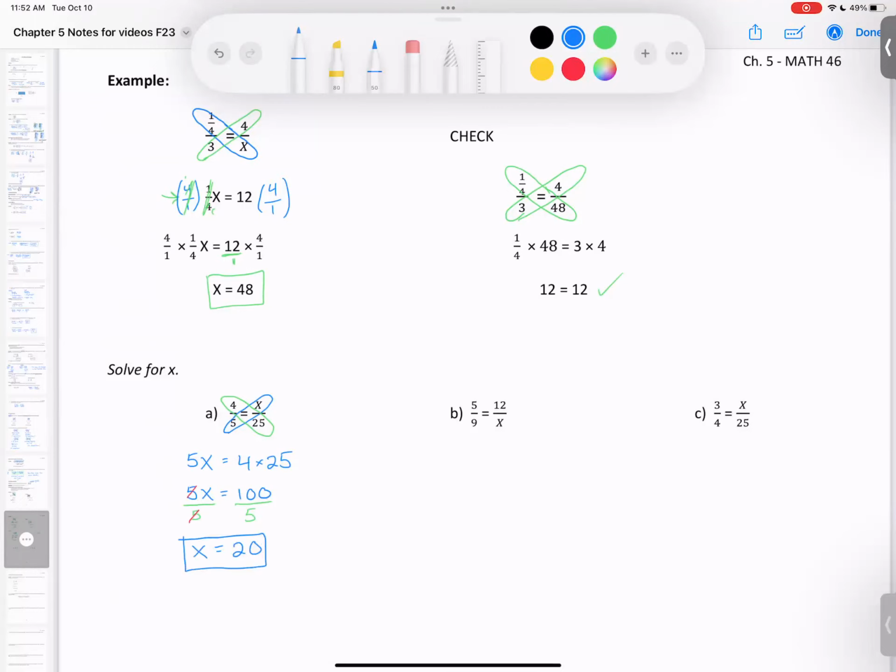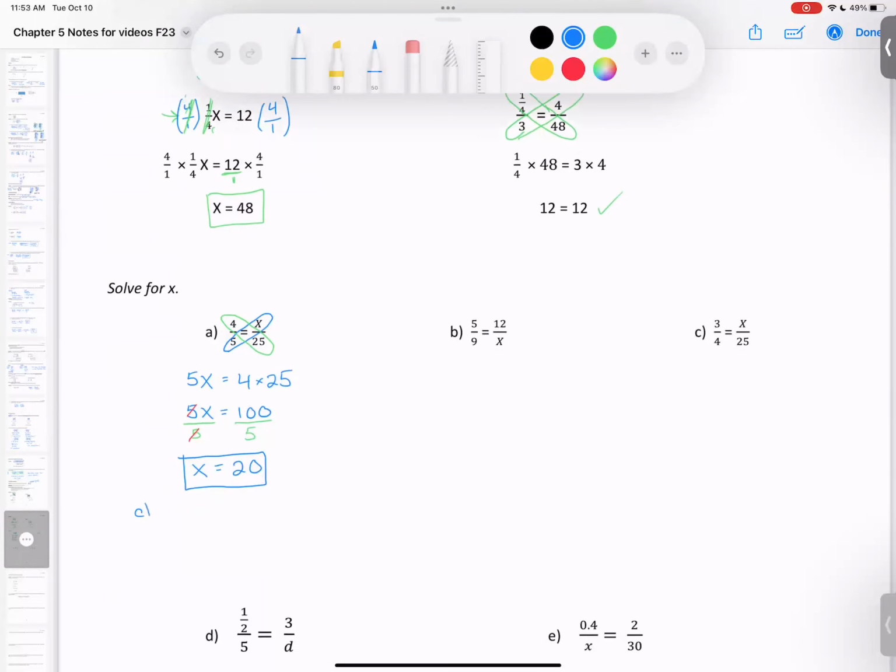And if I wanted to check my work, let's check it down below. So if that's true, I'm saying 4 over 5 equals 20 over 25. Well, if I check that with the cross product method, I'm saying 4 times 25 equals 5 times 20, which means 100 equals 100. So that's true.